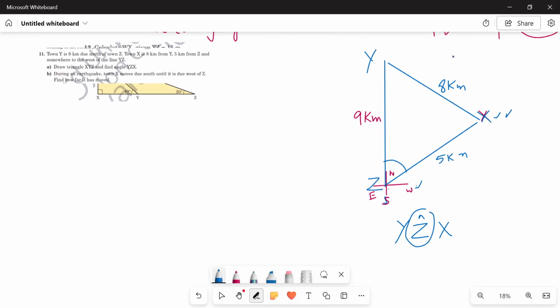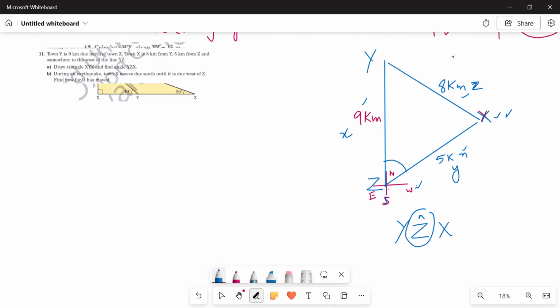We have to find this angle. If all sides are given, we can apply the cosine rule. So this becomes x, this becomes y, this becomes small z.